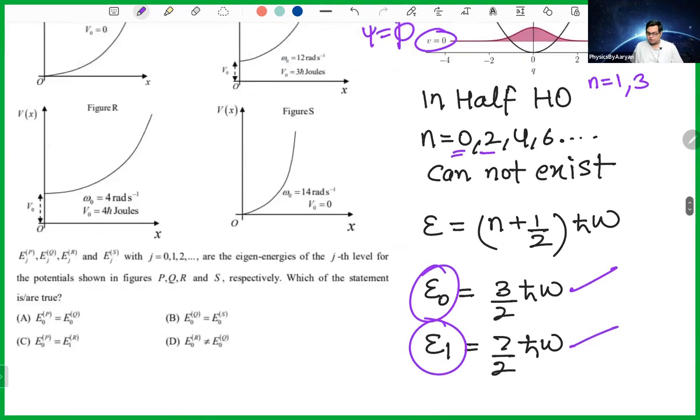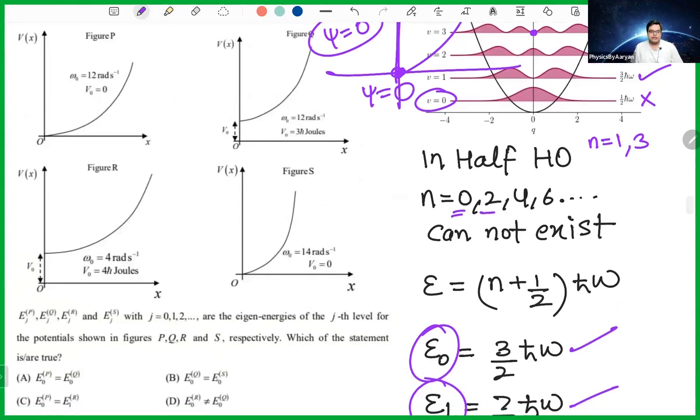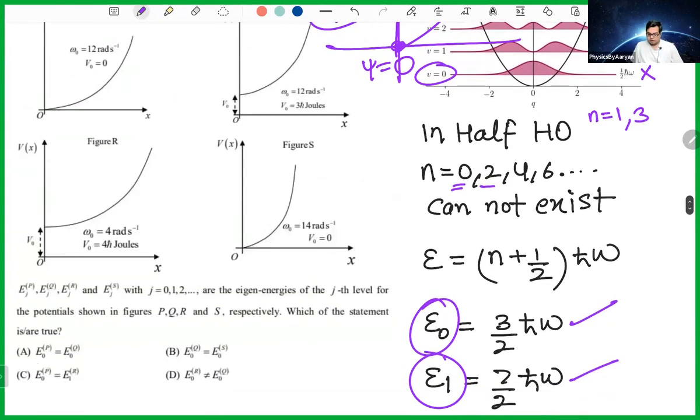Now all I have to do is compare the energies of every graph. Basically they are asking if the ground state energy in P and the ground state energy in Q will be the same or not. Ground state energy in Q and ground state energy in S will be the same or not. Ground state energy of P and first state energy of R will be the same or not. Ground state energy of R and ground state energy of Q will be the same or not. So they're just asking us to compare.